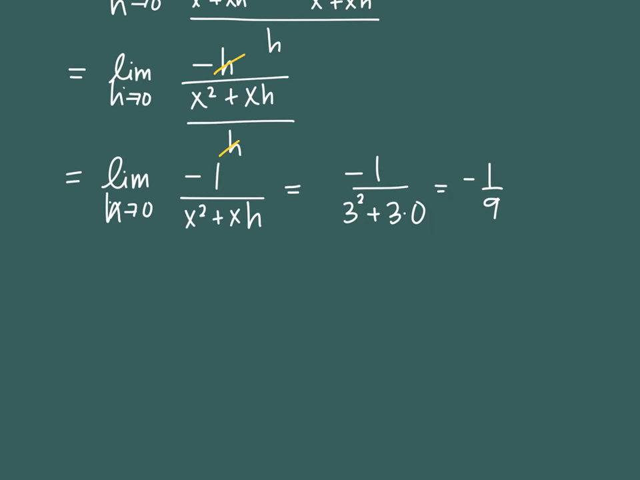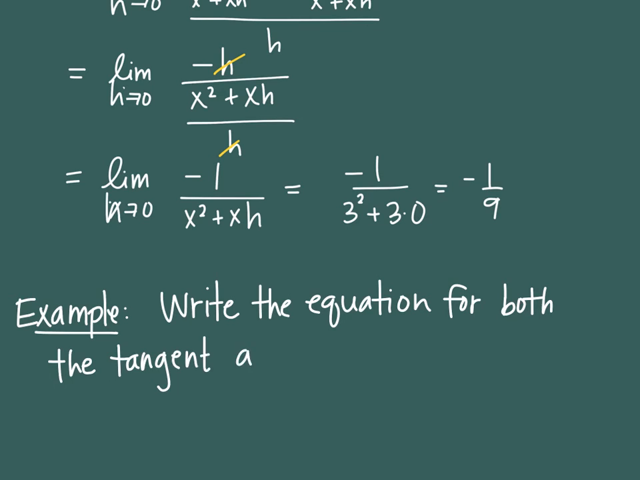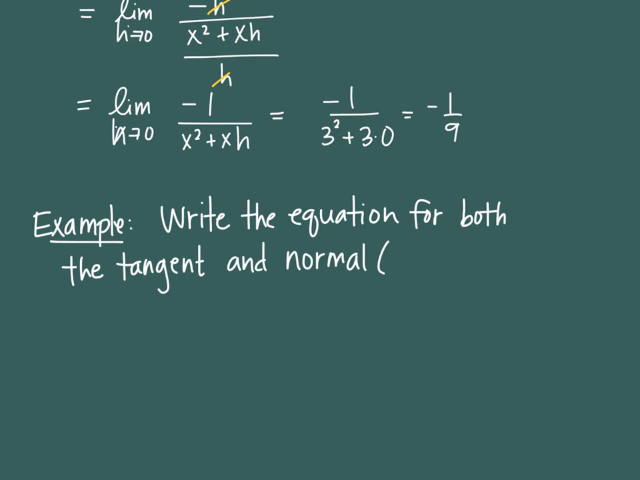Okay, now let's extend this same problem. Write the tangent line. Write the equation. Both the tangent and the normal line. And remember that the word normal means what? Doesn't mean secant. Normal means perpendicular.